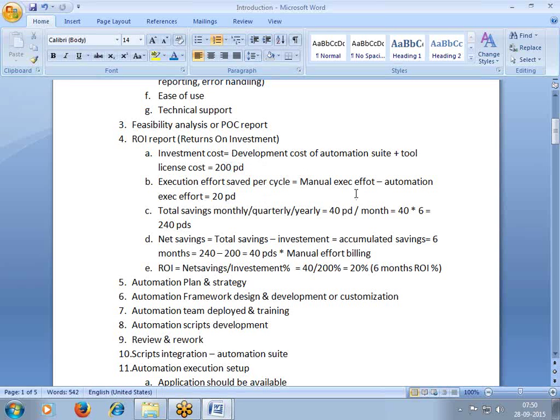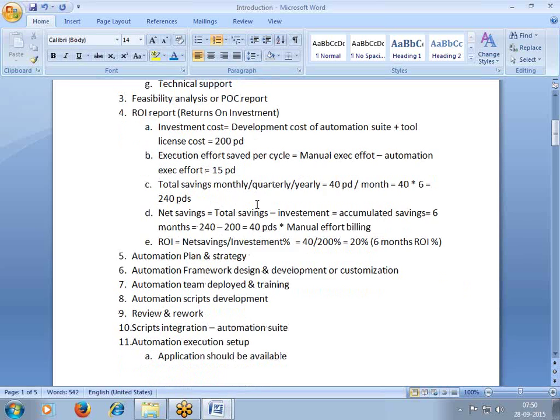Here it will take some 20 days. Here it is taking 5 days. What is the difference here? 15 days. Let us take 15 days of effort. This is approximate, right? Now 15 days of effort will be saved per one cycle of execution.